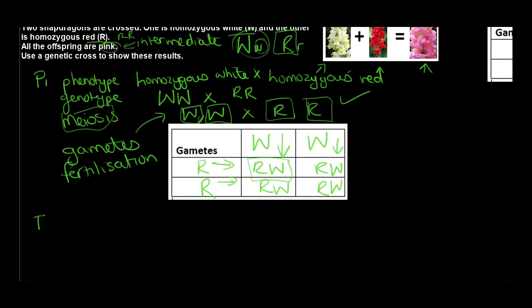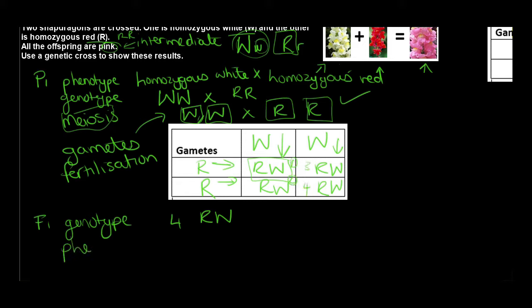What do we have to do now? P1 has been done, so F1 genotype. Start off with the genotype. When you get to F1, it's just easier to write down. So in this case, it's nice and easy. There are 4 RWs, 1, 2, 3, 4.